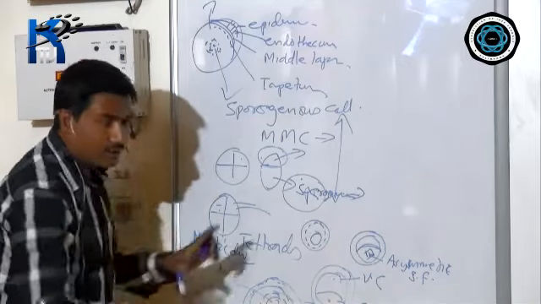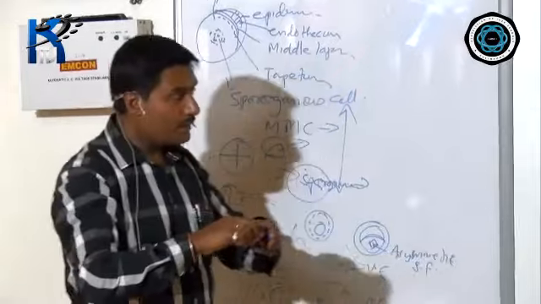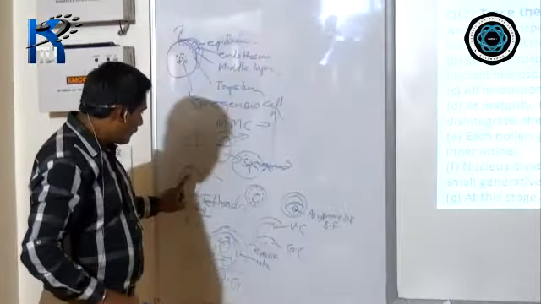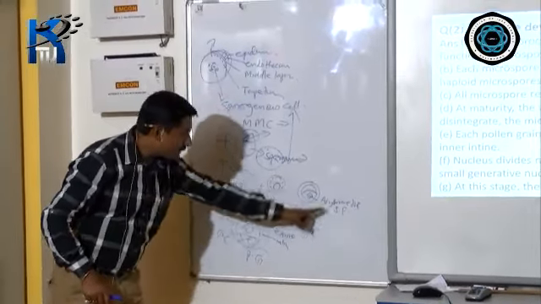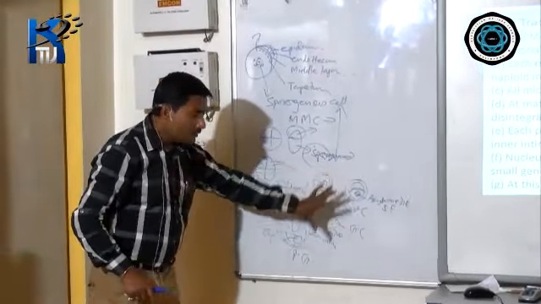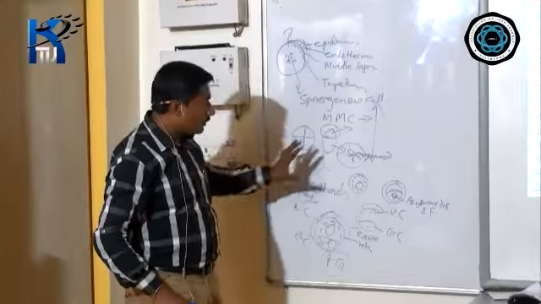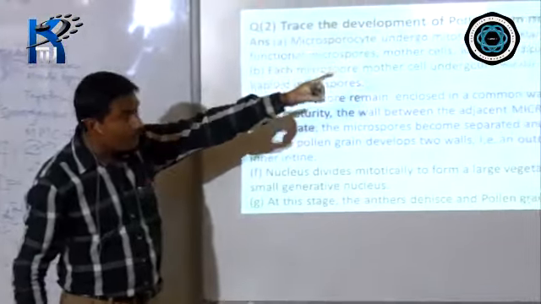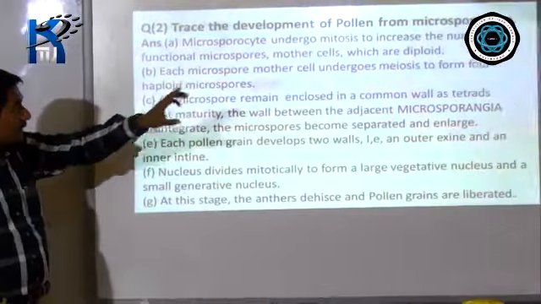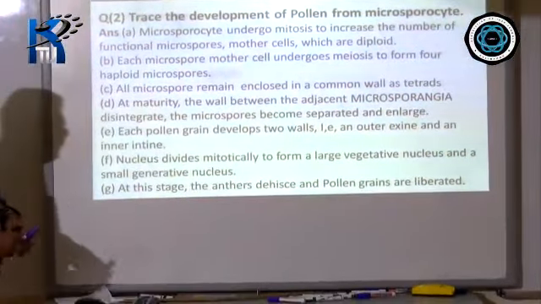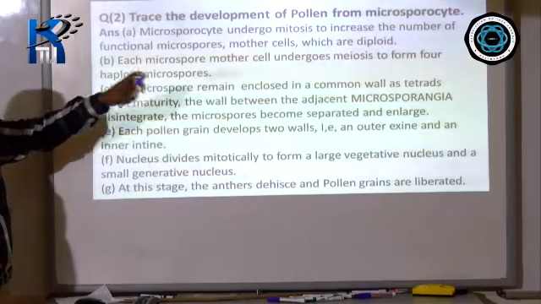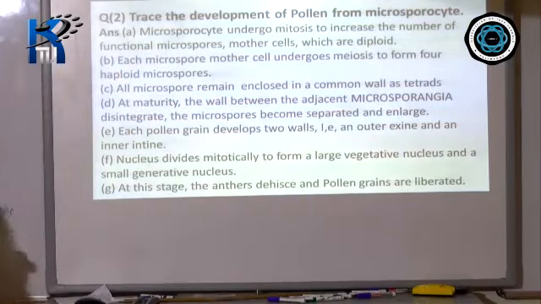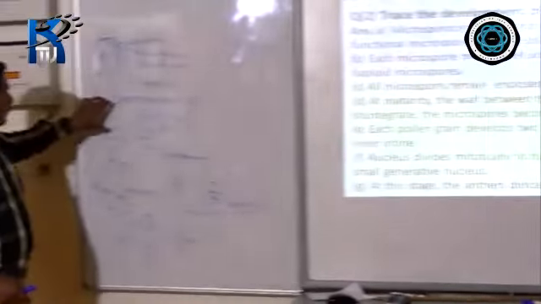So you have this diagram in your book. Now, how are you going to write? That means from here you have to trace the development. Now, you see, trace the development of pollen from microsporocyte. Microsporocyte undergoes mitosis to increase the number of functional microspore mother cells, which are diploid.